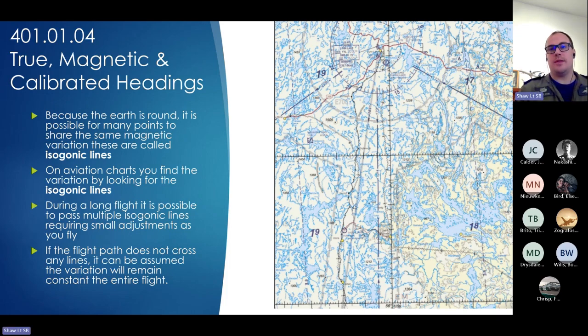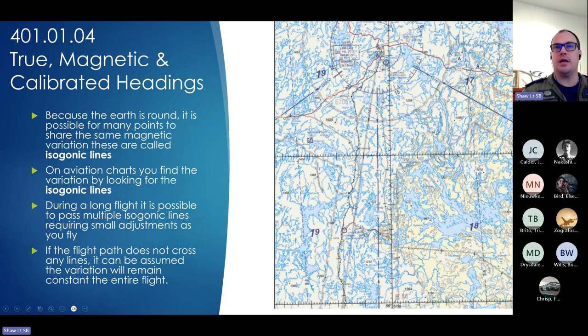Interestingly, there's also something called an agonic line, A meaning the absence of or without. There's a line that's somewhere between Winnipeg and Thunder Bay where there's 0 degrees of variation, right? So that's called an agonic line. And it'll be laid out just the exact same as this.